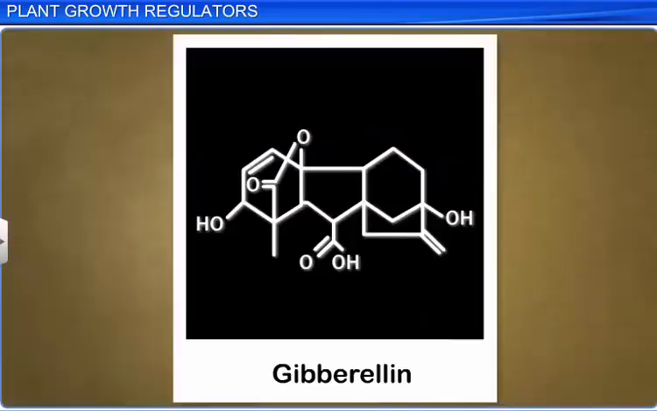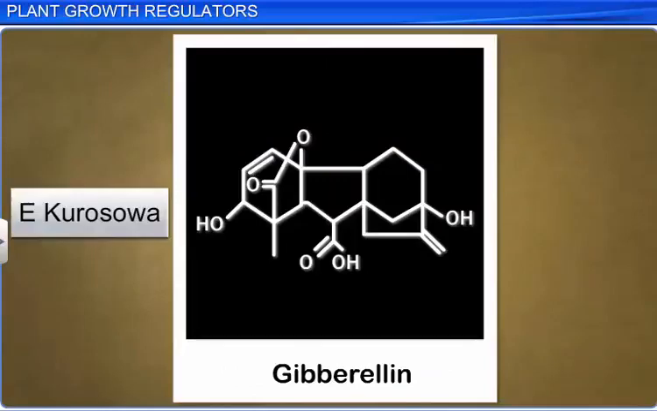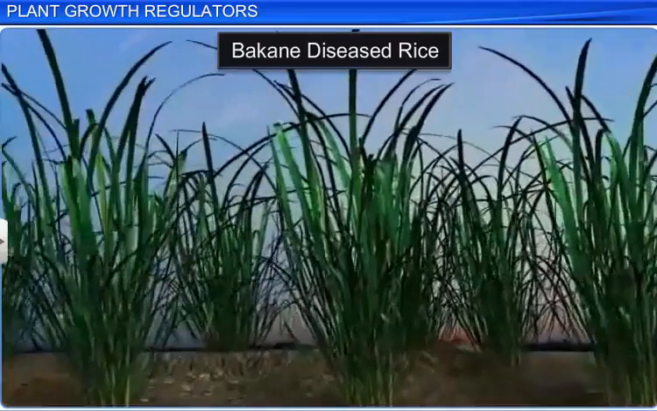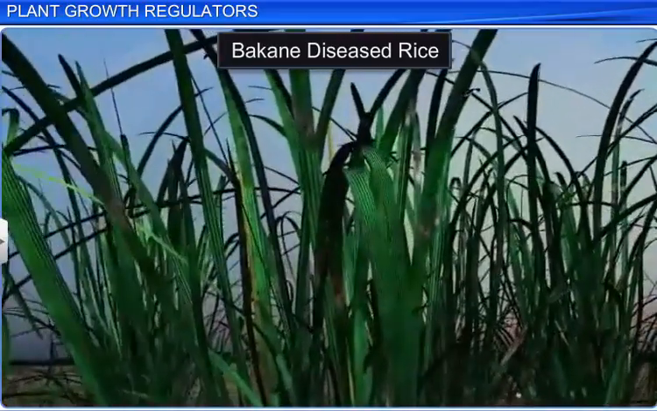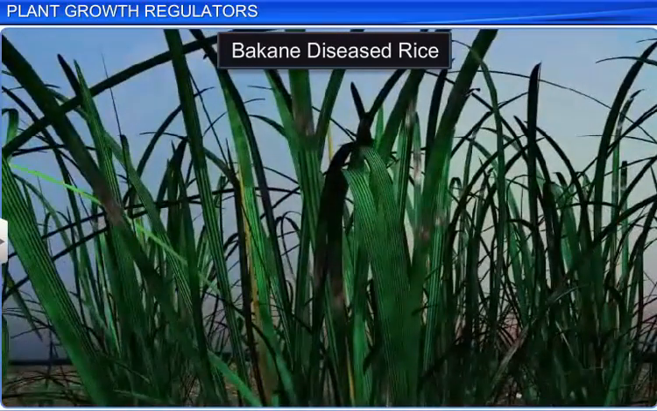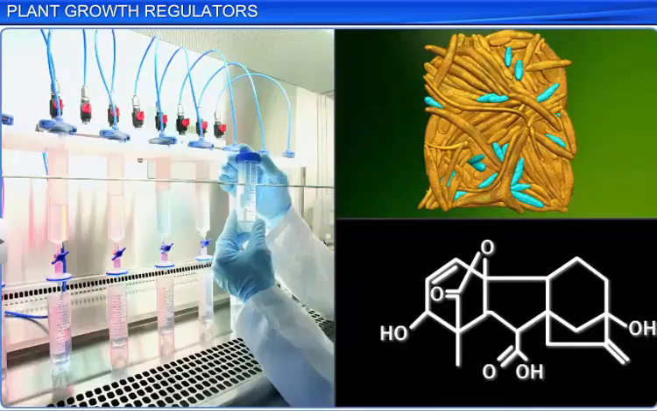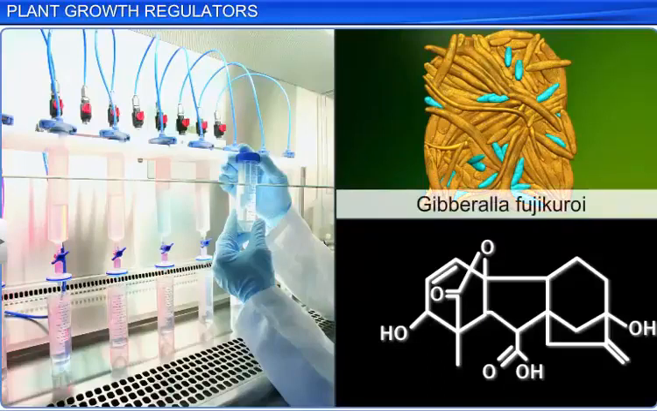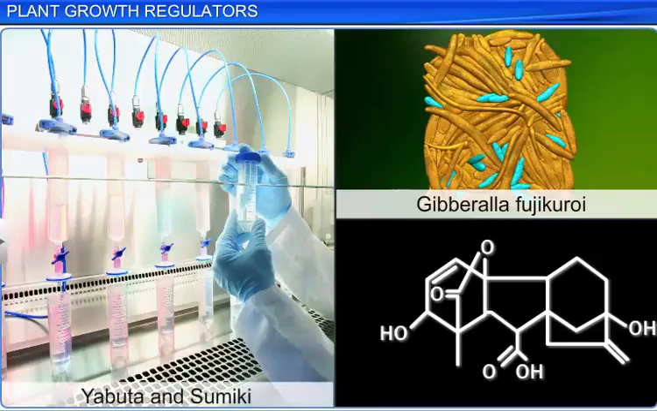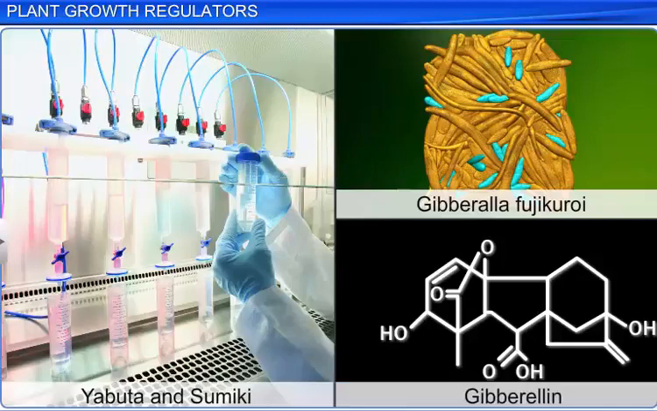The discovery of gibberellin is linked to E. Kurosawa, who observed abnormal tallness in rice seedlings struck by Bakanae, or foolish seedling disease. This disease is caused by the fungus Gibberella fujikuroi. Later, Yabuta and Sumiki isolated the substance secreted by the fungus and called it gibberellin.